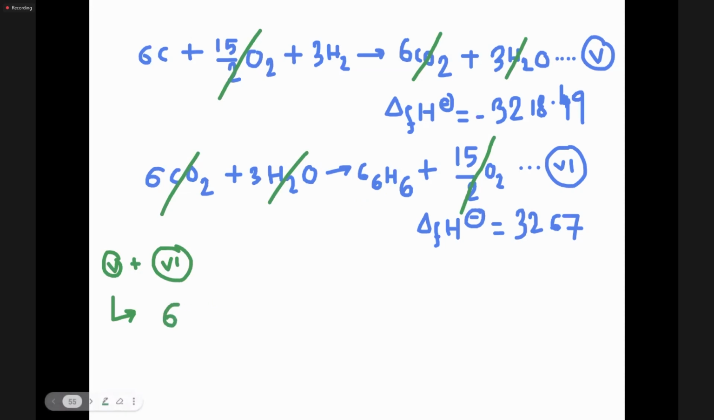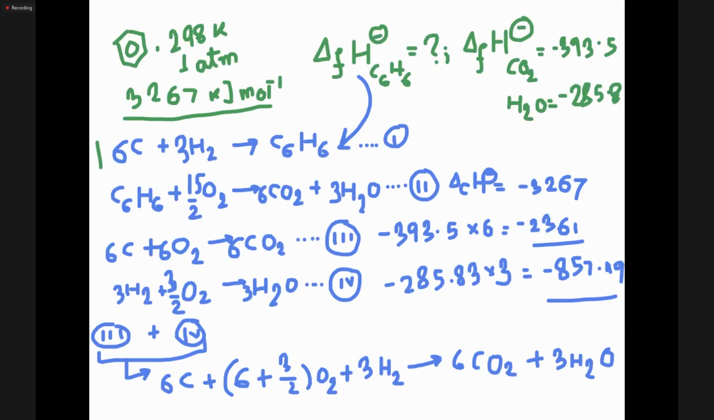So ultimately we have got our equation 1 back. We have got the equation 6C plus 3H2 produces 1 mole of C6H6, which was our first equation that we had to get, this one. We have reached equation 1 with the help of equations 2, 3 and 4.